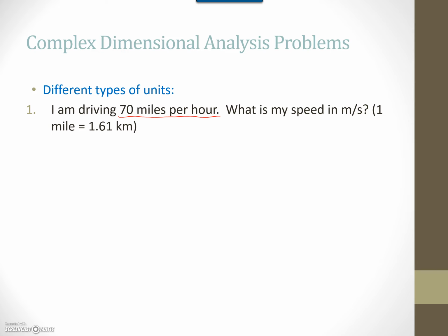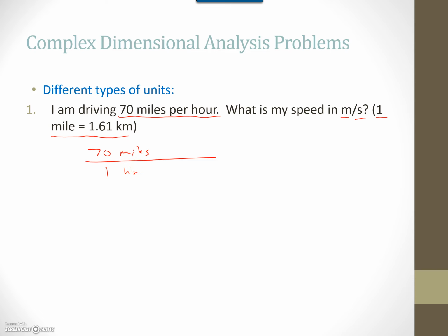But let's say, just for the heck of it, I want to figure out what my speed is in meters per second. Okay. So here I give you 1 mile is equal to 1.61 kilometers. This is going to be a complex problem because what I know is 70 miles per hour. So I'm going to go ahead and write my known quantity, 70 miles over 1 hour. That means in 1 hour's time at that speed, I will travel 70 miles.